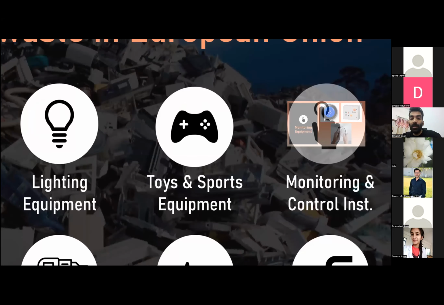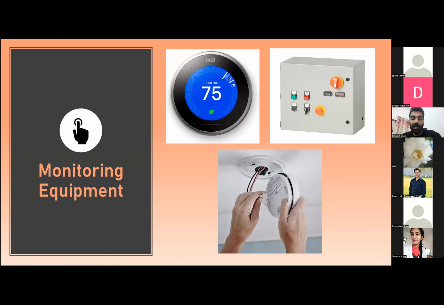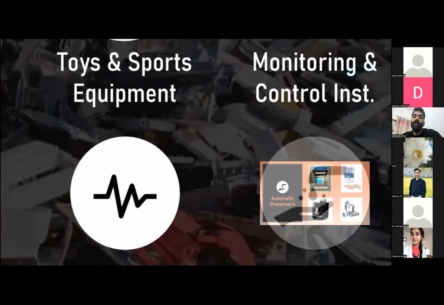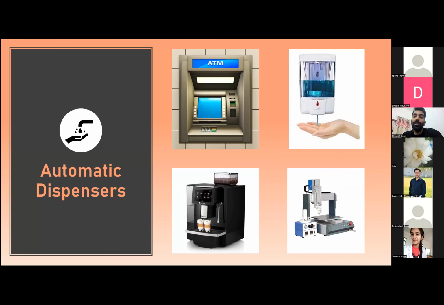Next is monitoring and control. So you've got thermostats, you've got control panels, you've got smoke alarms, all of these things fall under the monitoring equipment. And the last one is automatic dispensers. So anything which you don't need to touch to get the output is an automatic dispenser.